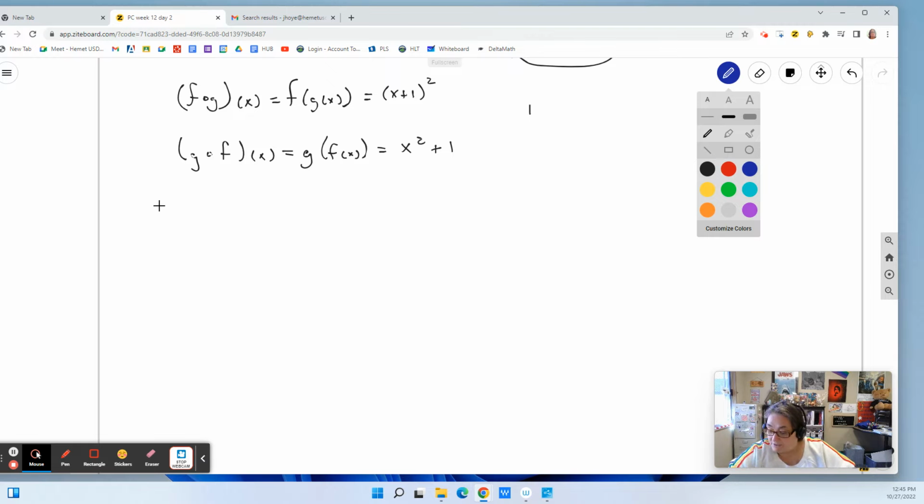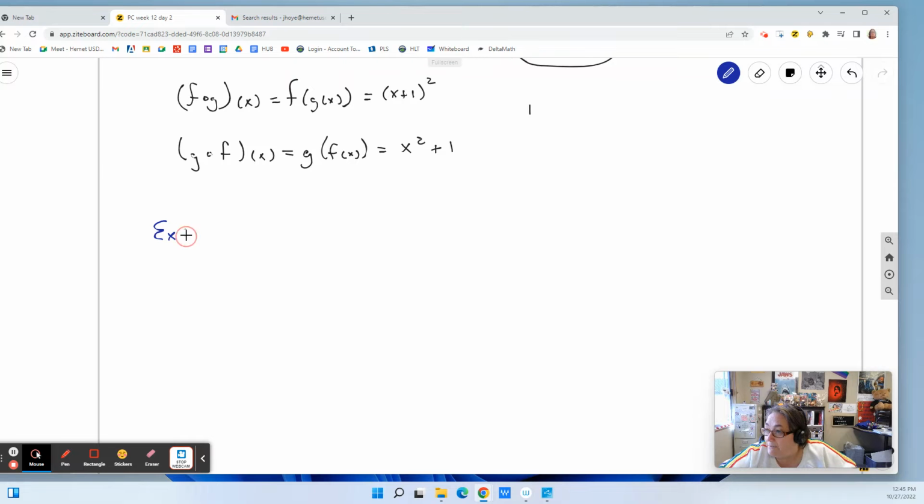Let's look at if I have, for example, f of x equals x plus 2, and we'll call it g of x equals 4 minus x squared.